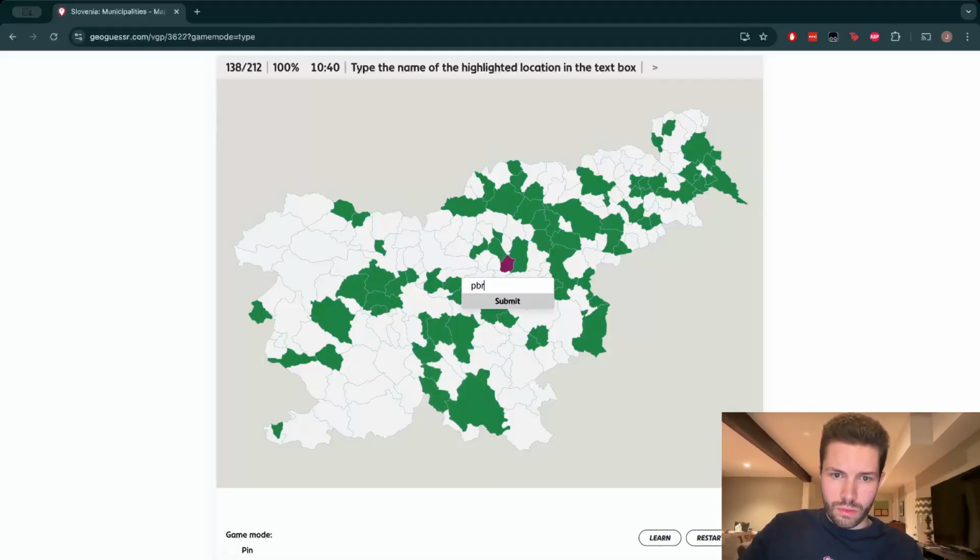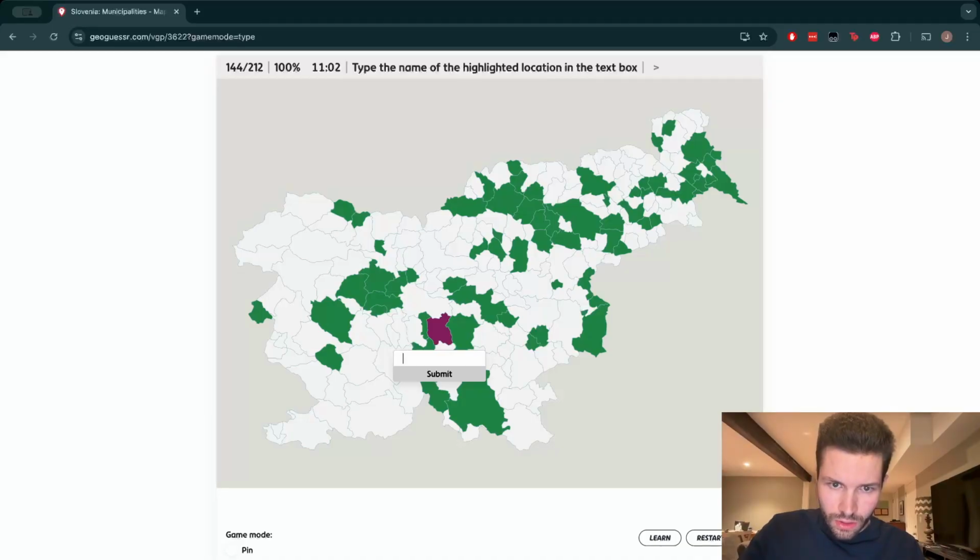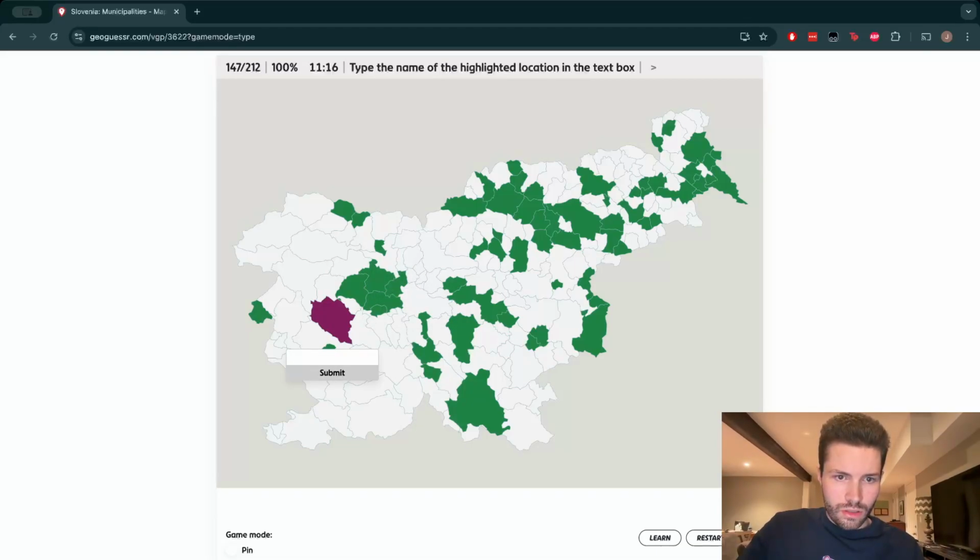Okay, that one would be Prebold. That is Sveta Trojica v Slovenských Goricách. Izola. Šentjur. That is Domžale. Komen. What's that one called? This is Grosuplje, I think. Grosuplje. South would be Loški Potok. That is Vodice. What are you called? Idria.